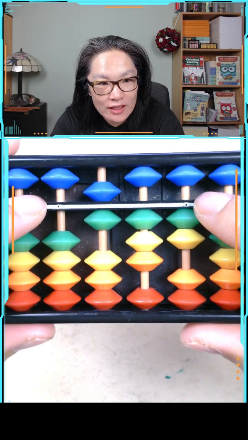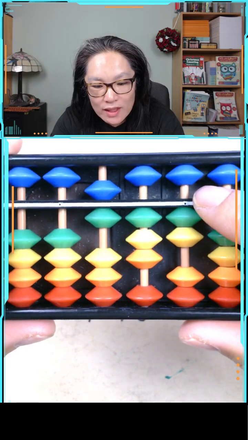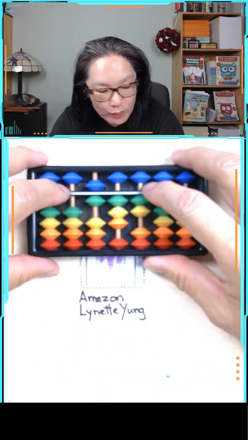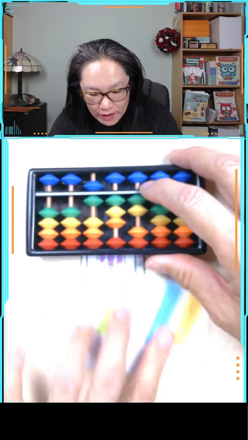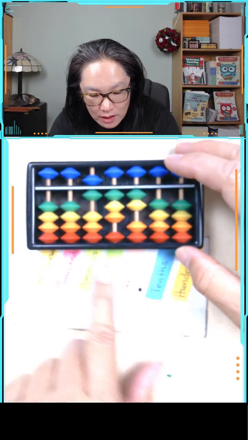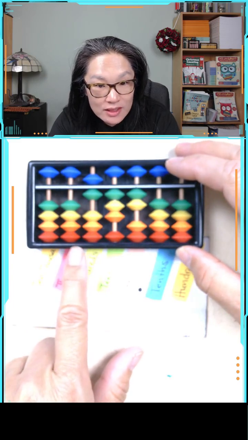So we have the dots. Do you see the dots? These are labels. We have the ones label, we have the thousands label. And when I bring it down, then every column can be represented. So we have our ones, our tens, hundreds, thousands, and then 10,000s.